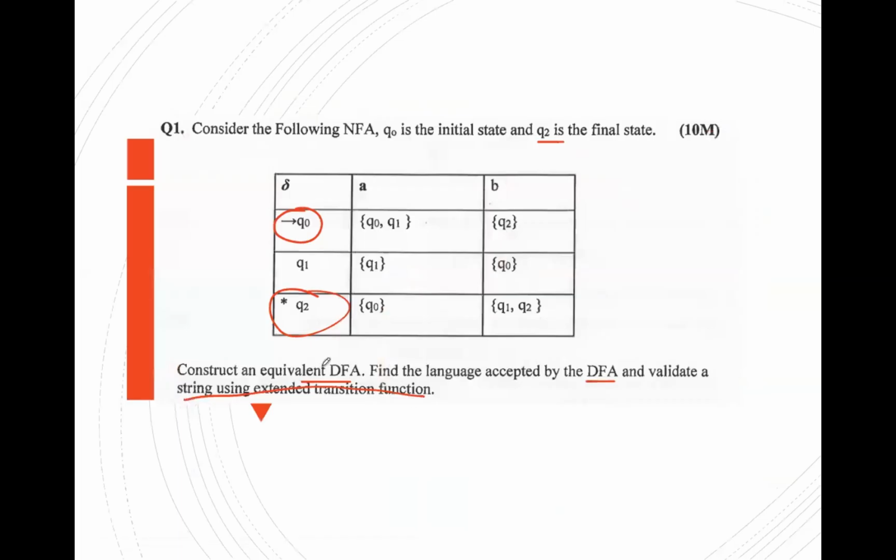Then finally, Q naught, Q1, Q2 on A is Q naught, Q1, and on B it is the same state, so you need to write it as a self loop. So this is the final transition diagram for the obtained DFA. So this first part was done. Next, find the language accepted by the DFA and validate a string using the transition function.